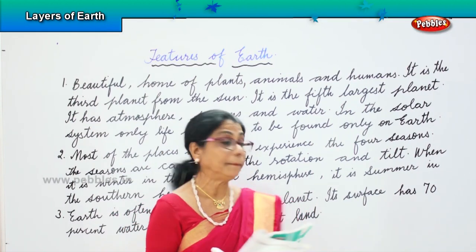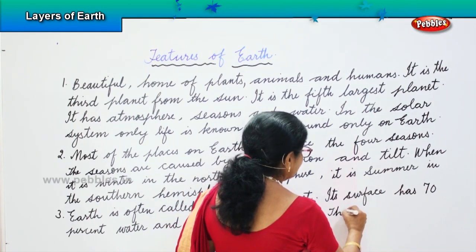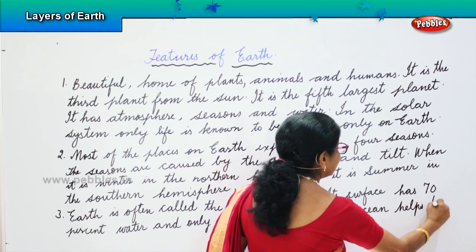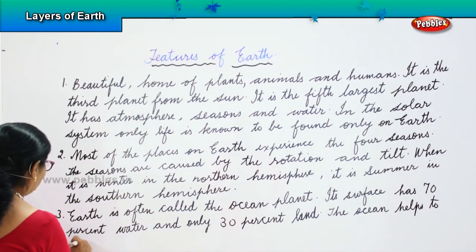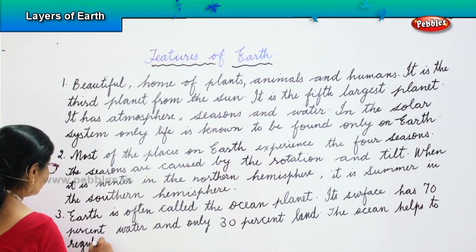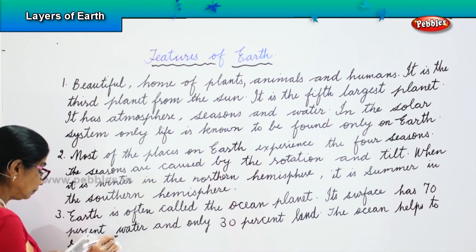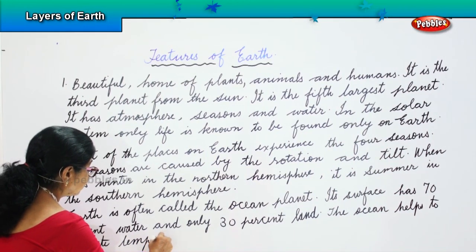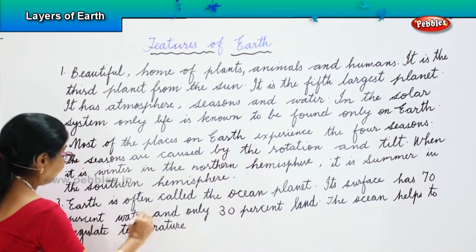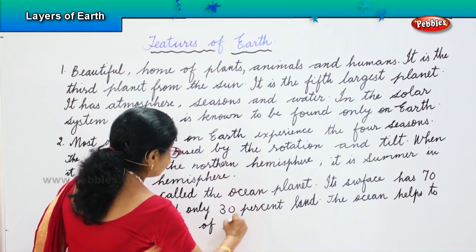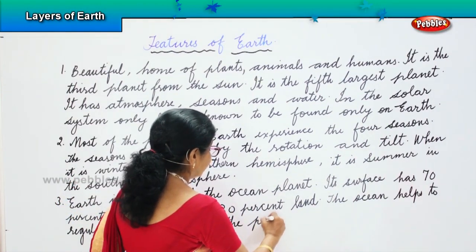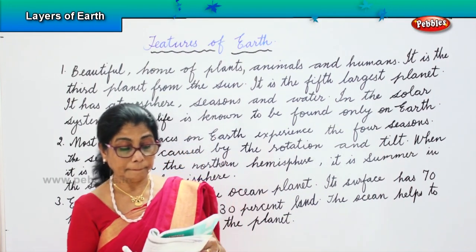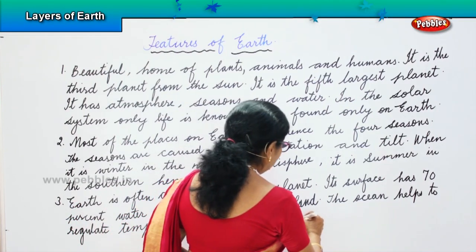Oceans help to regulate temperature. The ocean helps to regulate the temperature of the planet and influence weather.